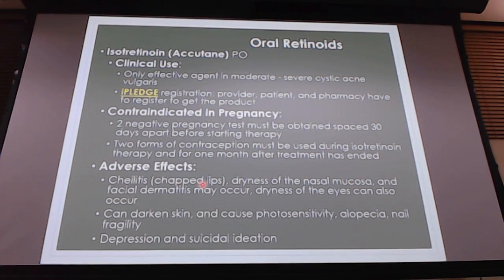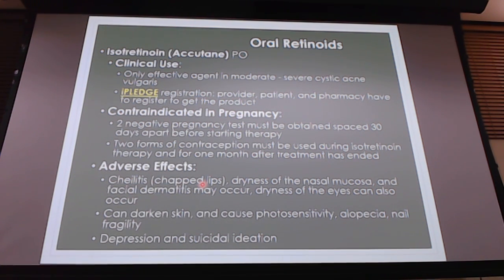Your isotretinoin or your Accutane. This is an oral medication. This is like an escalation because I'm not responding to anything. You've tried all of the other medications. This could also be for more moderate to severe cystic acne, or again, your patients who have failed any of your other medications that you've been trying to give them for their acne vulgaris.